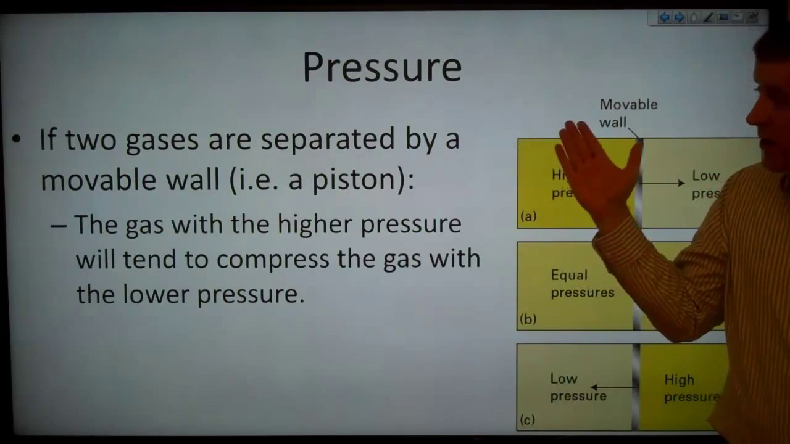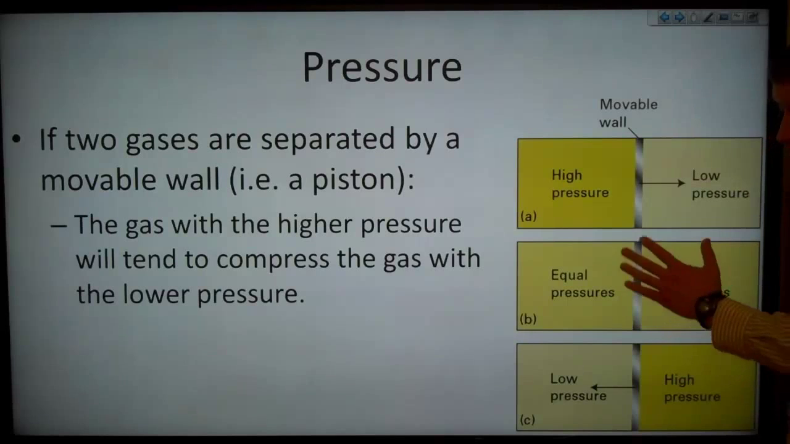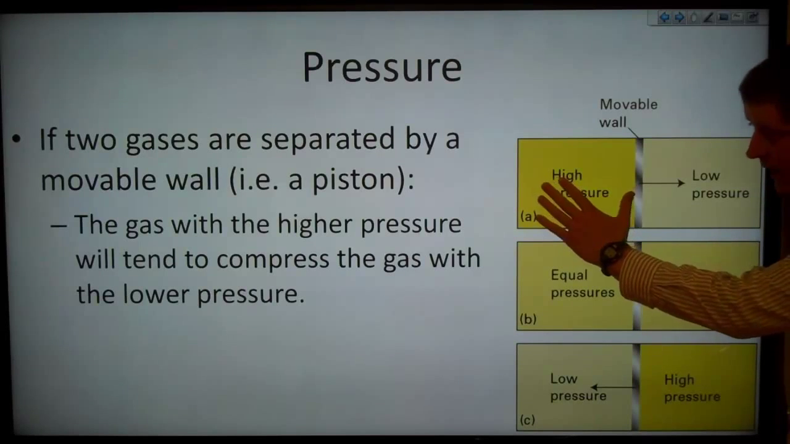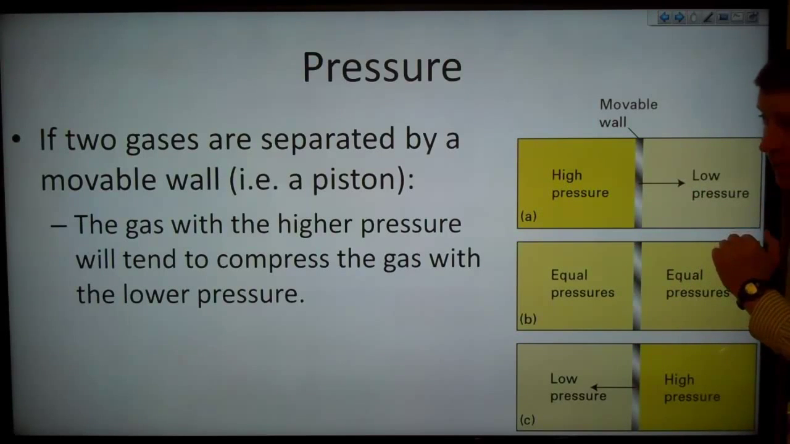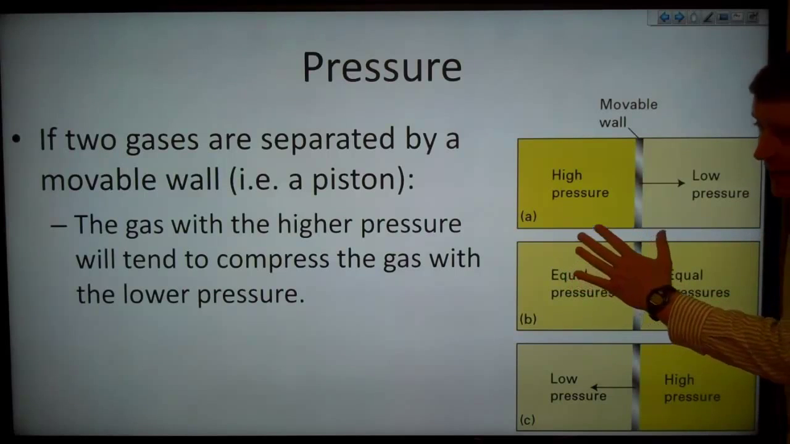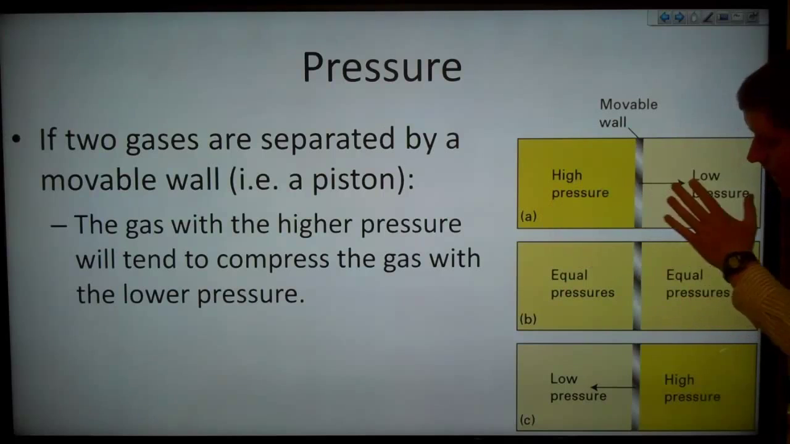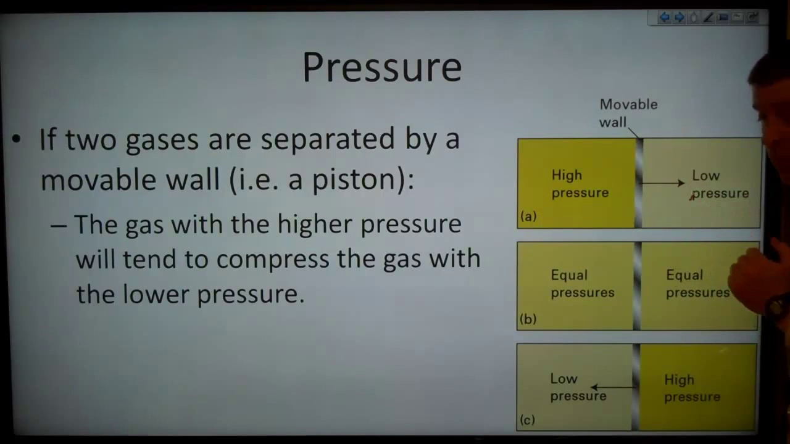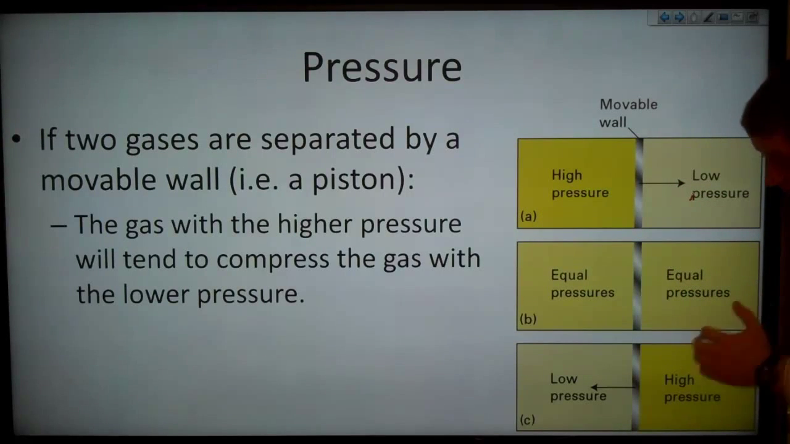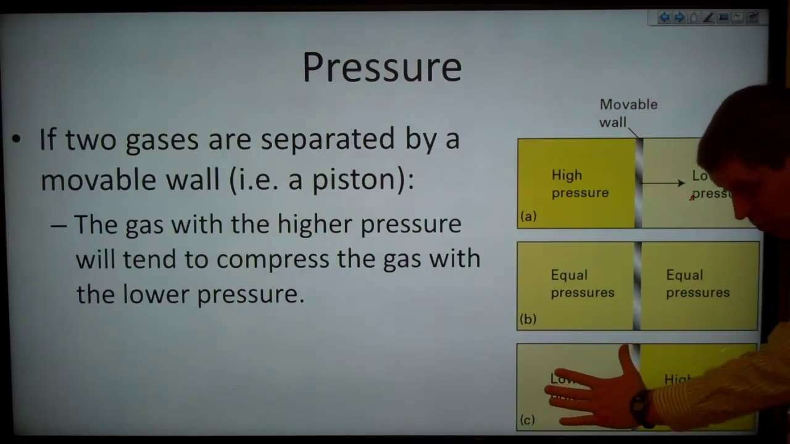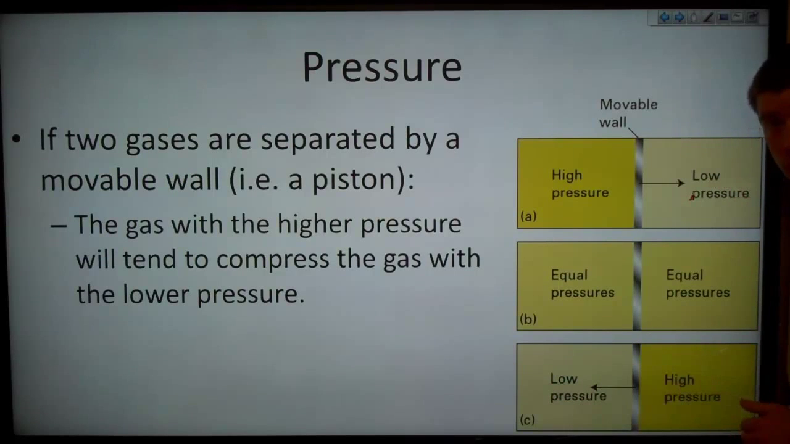So if two gases are separated by a movable wall, in other words, a piston, so we've got some gas over here, some other gas over there, the gas that has the higher pressure will tend to compress the gas with the lower pressure. So if we have high pressure here and low pressure there, the piston will tend to move to the right. If, on the other hand, we have the high pressure on the right, low pressure on the left, then the piston will tend to move towards the left.